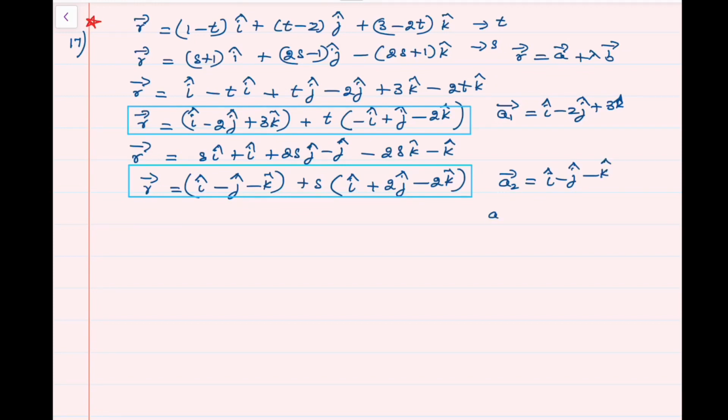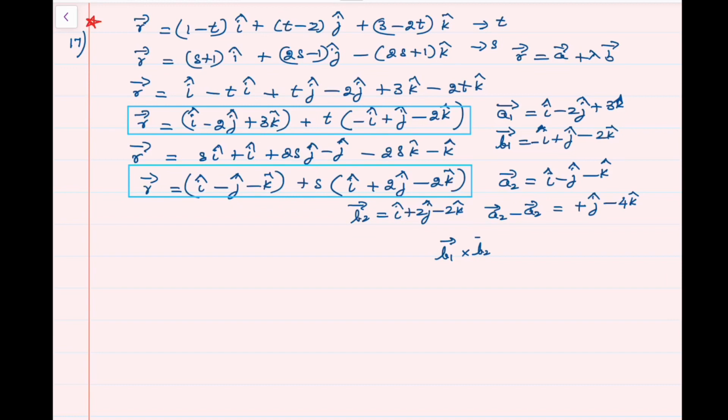Let us find vector a2 minus vector a1. 0 i cap, minus 1 minus of minus 2 plus 2 will become plus j cap, and minus 4k cap. b1 vector from the first line is minus i plus j minus 2k, and vector b2 from the second line equation is i cap plus 2j cap minus 2k cap. Let us find vector b1 cross vector b2.